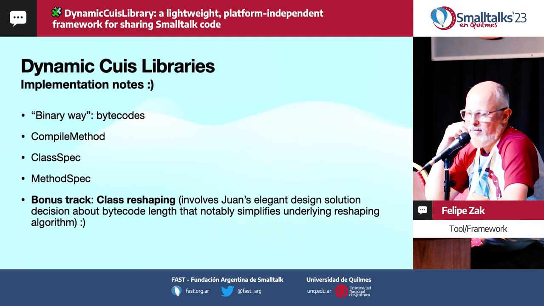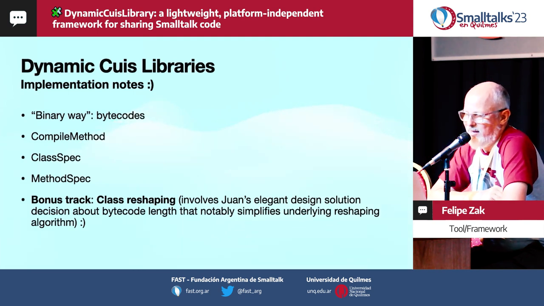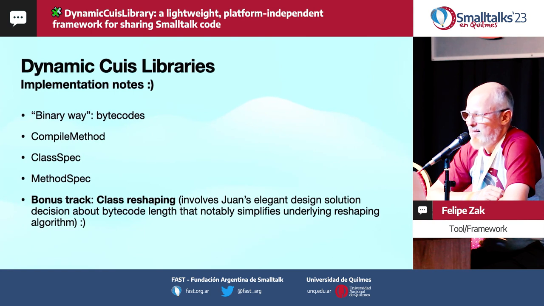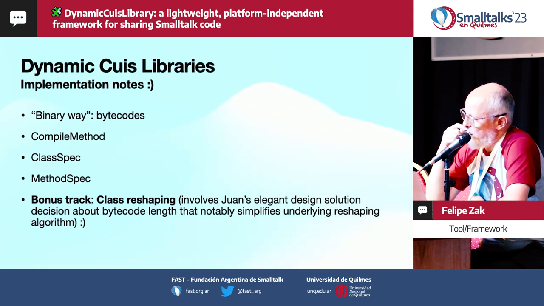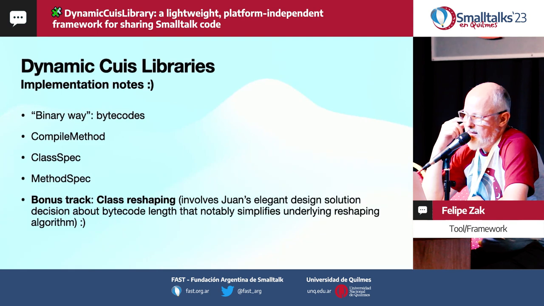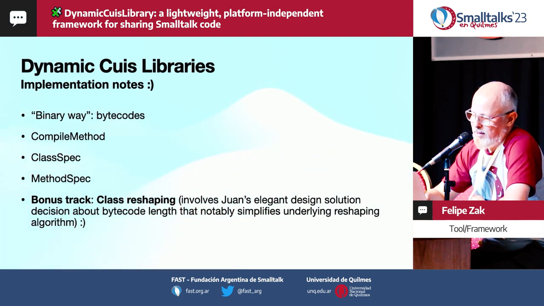We were discussing the thing with Juan, and he thought out of the box and said, wait, we don't have to change the length and support the two, and it left 2 bytes and 3 bytes length. And this notably simplified the underlying reshaping algorithm, because we don't have to consider those cases, and also because of the jumps it was really very good.